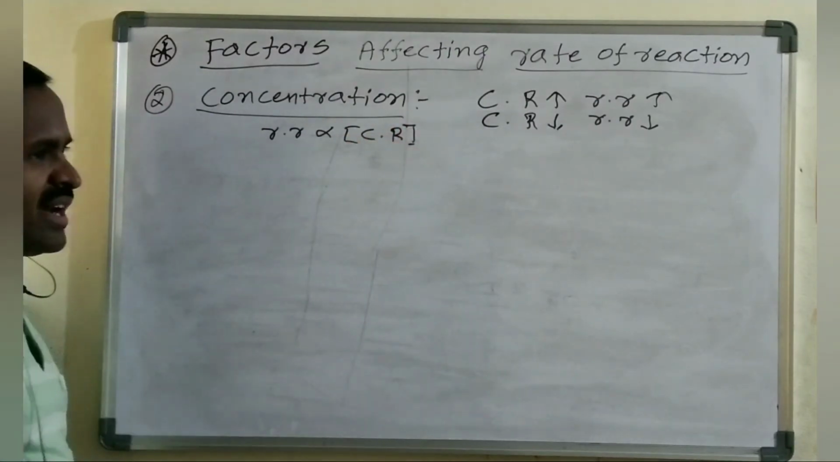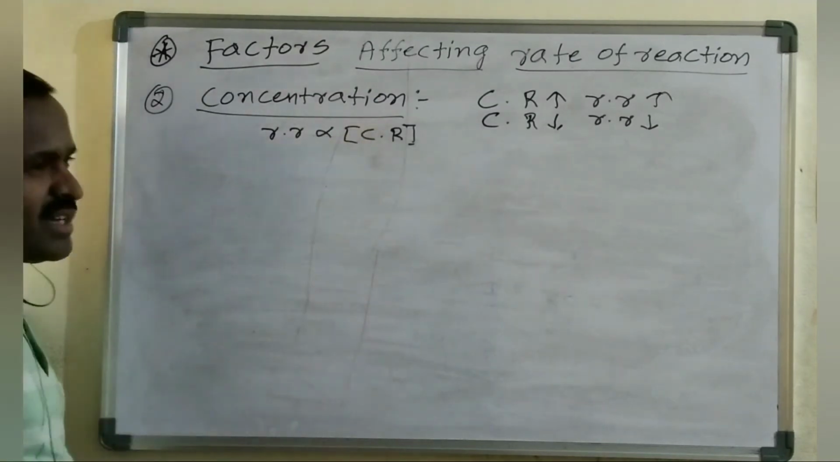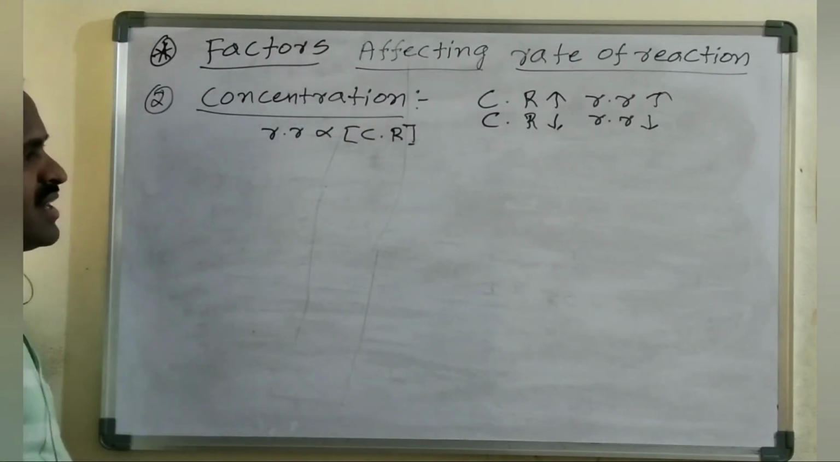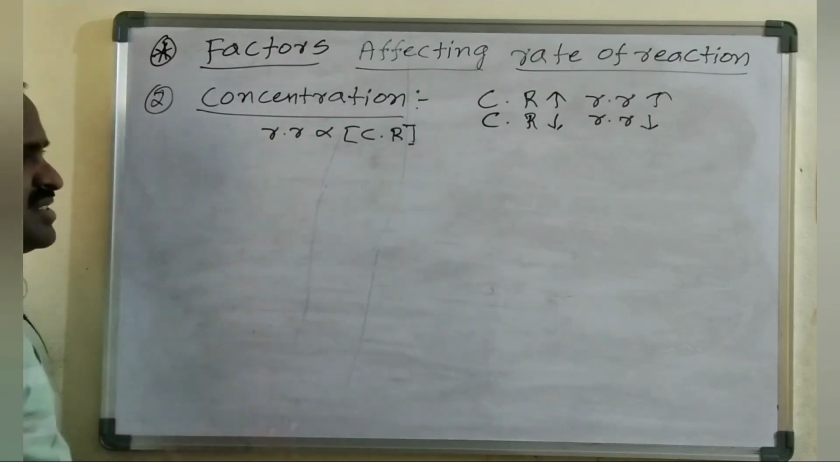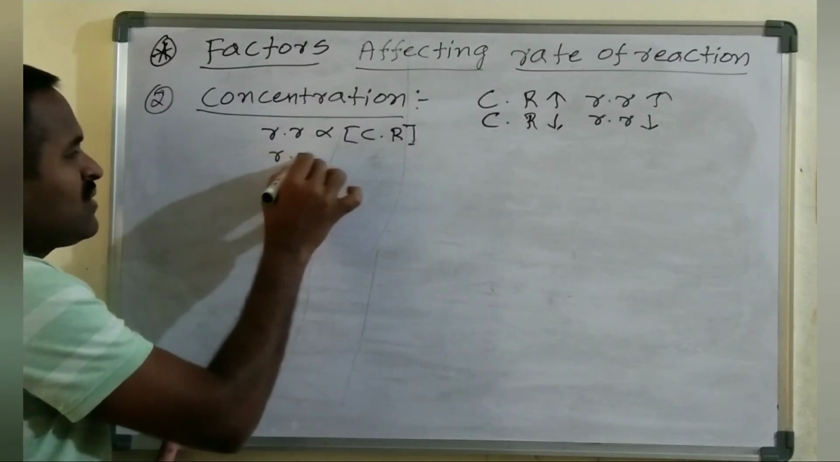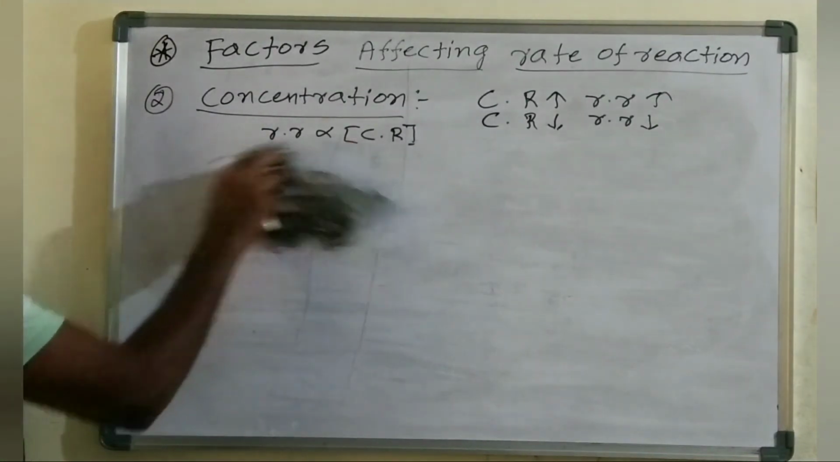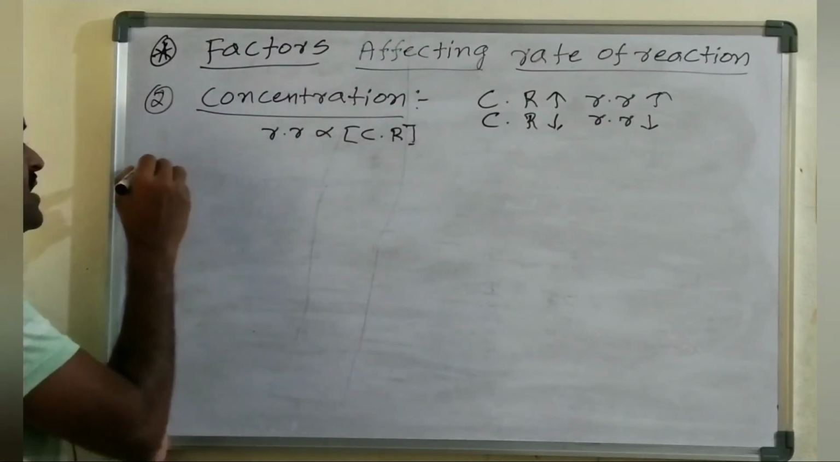If more than one reactant is involved, we'll take the product of the concentrations of the reactants, and this is a simple one. The rate of reaction is directly proportional to the concentration of reactants. Okay, and the next one is the third one.